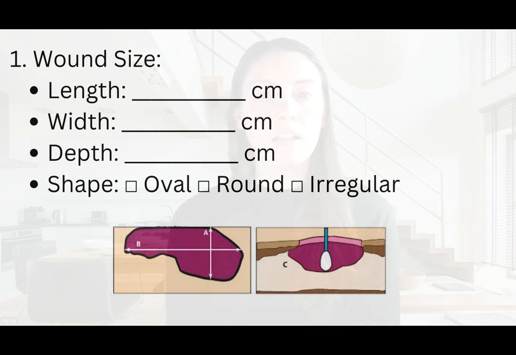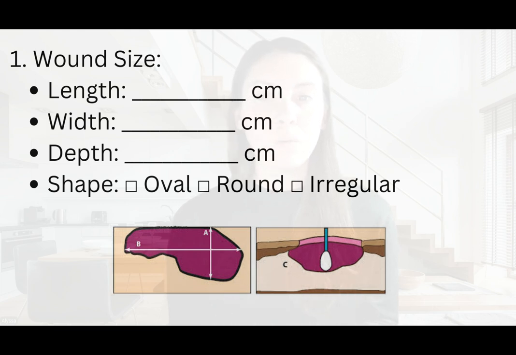The shape can also tell us a lot about the wound's progression. So sometimes the wound shape does change. And we're not actually seeing it so much in the length and the width, but the shape is changing. So it's always good to get the shape.